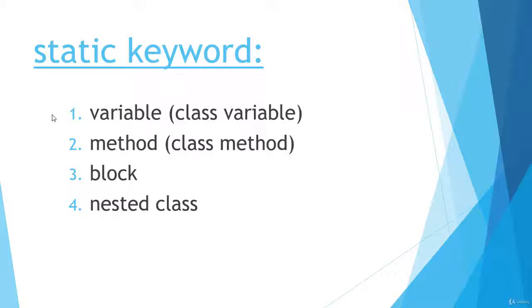We can use the static keyword with variables, which we also call class variables. We can use the static keyword with methods, which we call class methods. We can use the static keyword with blocks. We are going to discuss blocks in this video. And at the end, we can also use the static keyword with nested classes. Nested classes means a class within a class. We have not yet discussed nested classes, but shortly we are going to, and we will have a better concept of static nested classes in the nested classes video.